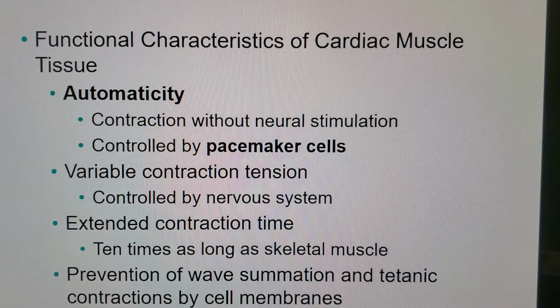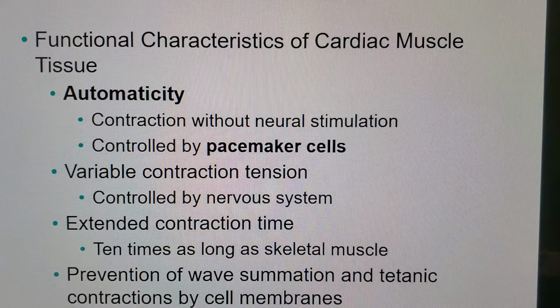Functional characteristics of cardiac muscle. Well, they beat by themselves. If you have heart cells and you have them in a petri dish, they will each beat on their own. But if they've been in that petri dish very long, pretty soon they will all be beating in unison. They communicate with each other, and they have automaticity, okay? They keep going on their own. They're also controlled by pacemaker cells, and they're also controlled by the nervous system. We'll get into that more when we get into the appropriate chapter with the heart and the vessels.